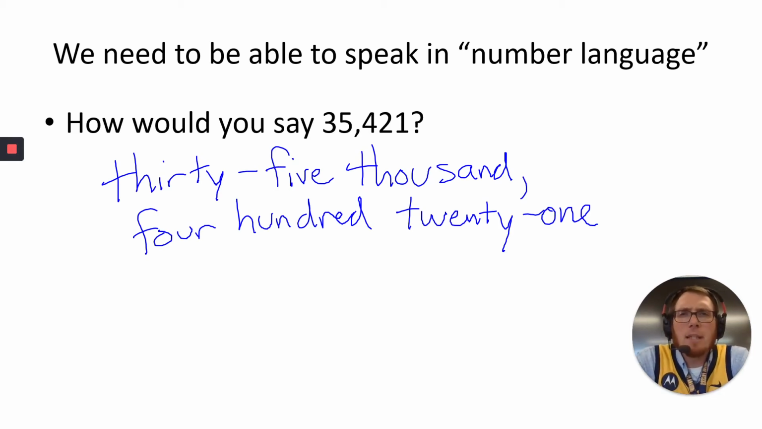First thing is we need to be able to speak in quote-unquote number language. If you've never been told this, mathematics is really a type of foreign language if you really think about it. There's a lot of terminology, there's a lot of definitions that you have to understand, there's a lot of wording that only works in mathematics. So understanding how to speak in number language or mathematics is important.